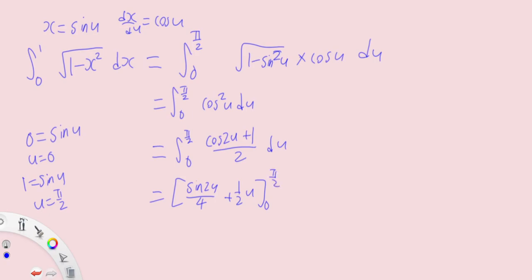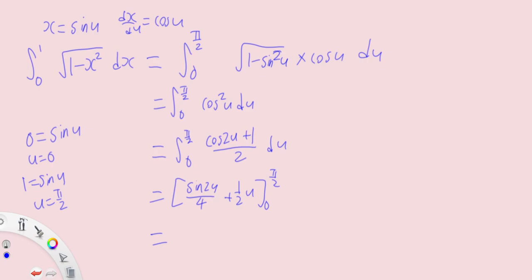How do you get sine 2u over 4? Basically, cosine becomes sine in integration. Then you must also divide by the derivative of what's inside the trigonometry, which is 2u. Differentiating gives me back 2, so you divide by another 2. So divide by 2, giving divide by 4.